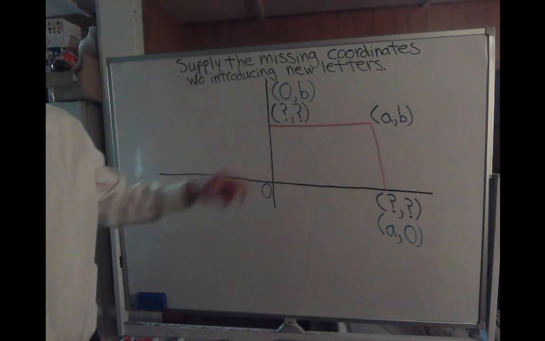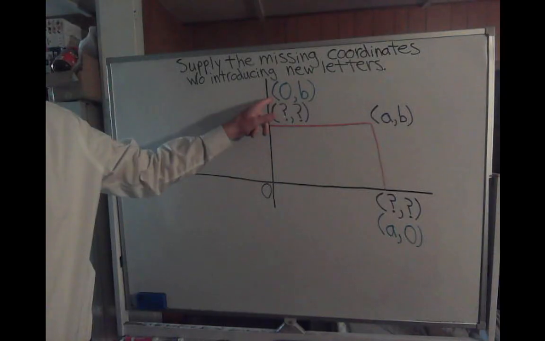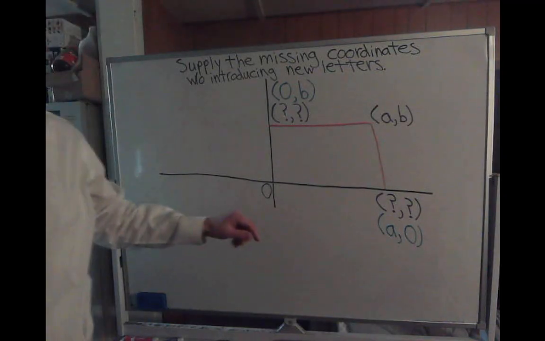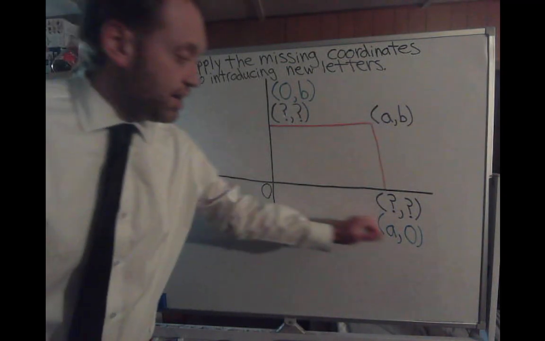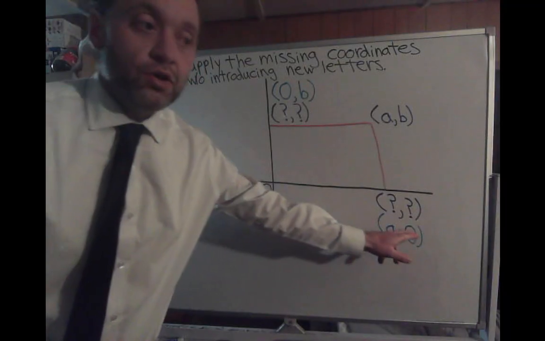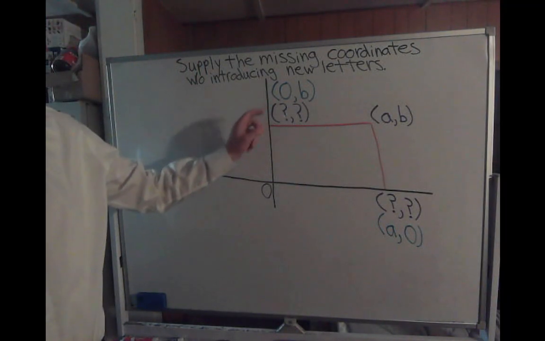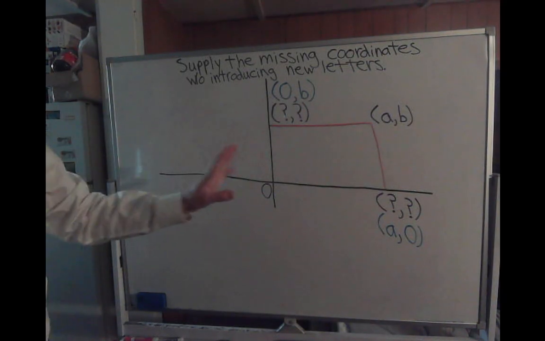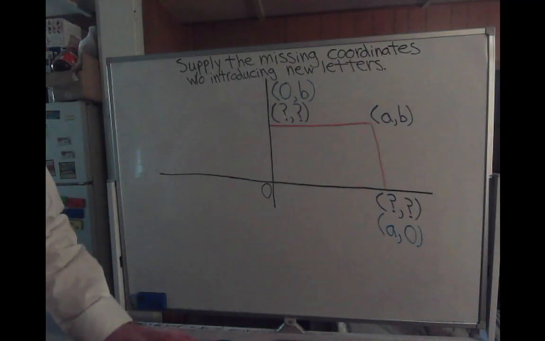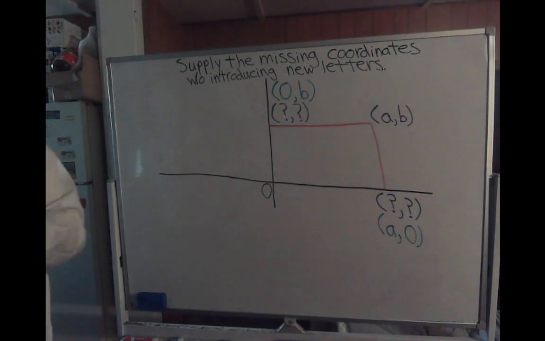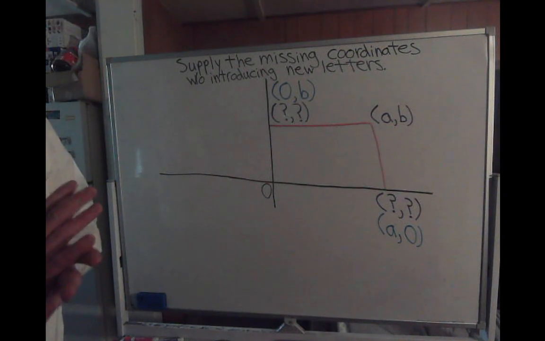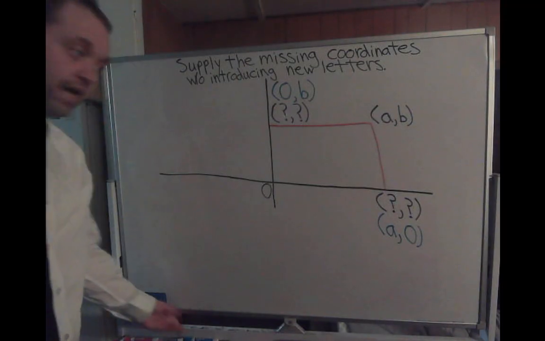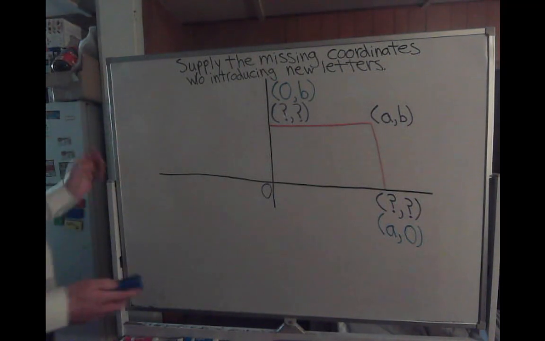So the missing coordinate for the top left is 0, B. The missing coordinate for the bottom right would be A, 0, because you've gone over A units, but you've gone up 0 units. And the missing coordinate here would be 0, B, because you've gone over 0 units, but you've gone up B units. So that's what they mean by supplying the missing coordinates without introducing any new letters. So that one was relatively easy.